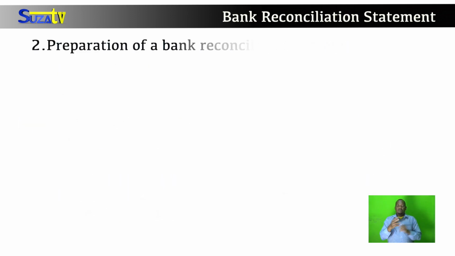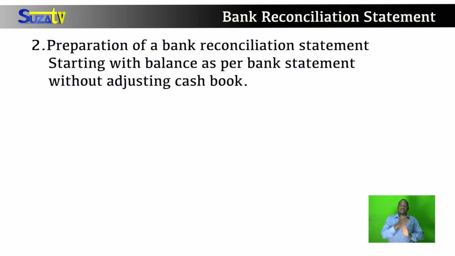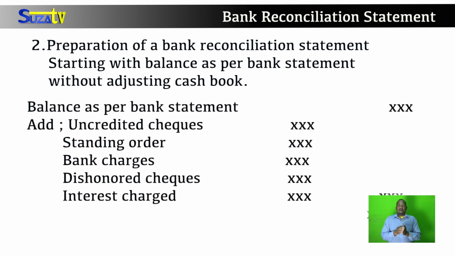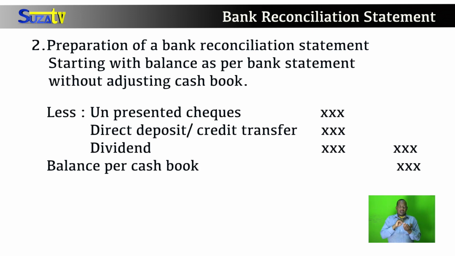Step 2. Preparation of bank reconciliation statement, starting with the balance as per bank statement, without adjusting the cash book. Balance as per bank statement, BD. Add uncredited checks, add standing order, add bank charges, add dishonored check, add interest charges. Less unpresented checks, less direct deposit or credit transfer, less dividend. You get the balance per cash book.